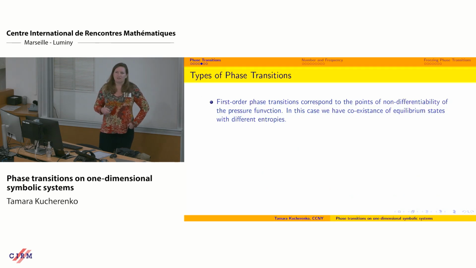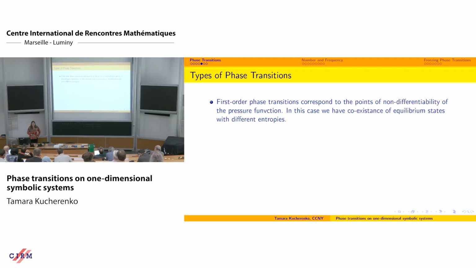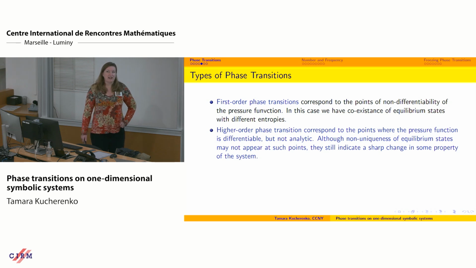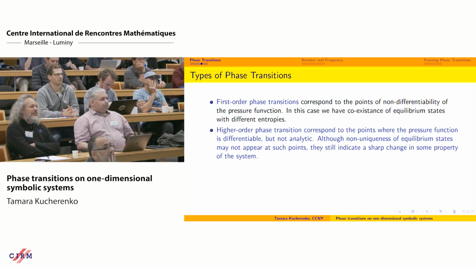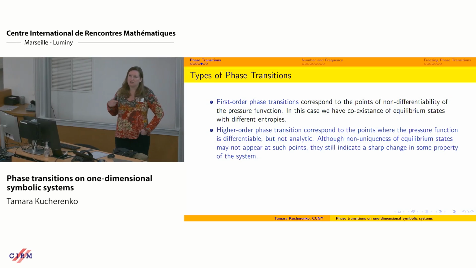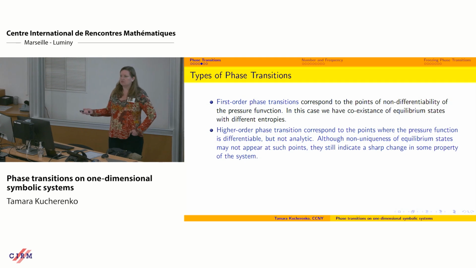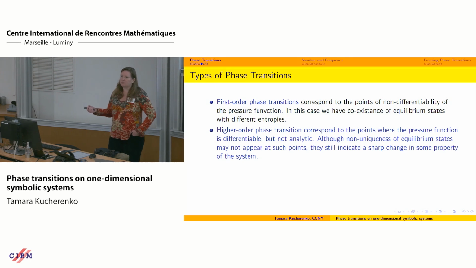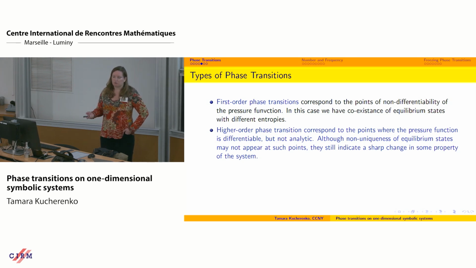So we have various types of phase transitions. The first order phase transition is the one I just described, corresponding to the points of non-differentiability of the pressure function, with coexistence of equilibrium states with different entropies. We can also look at higher order phase transitions. These are the points where pressure is differentiable, but not analytic. So at some point, analyticity fails, which might not give different equilibrium states, but still there is some kind of change in the properties that one can see.